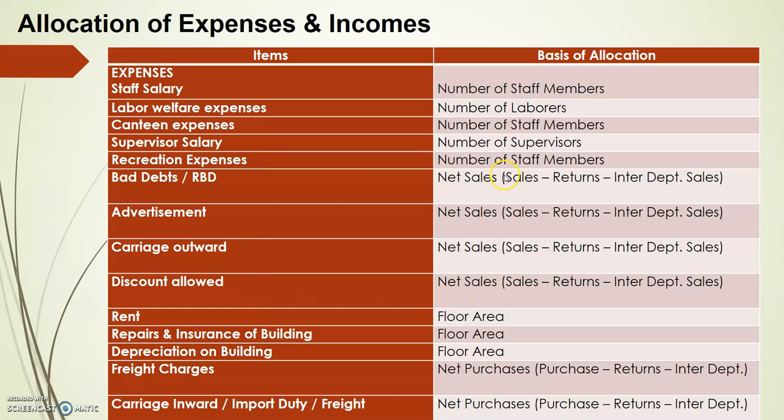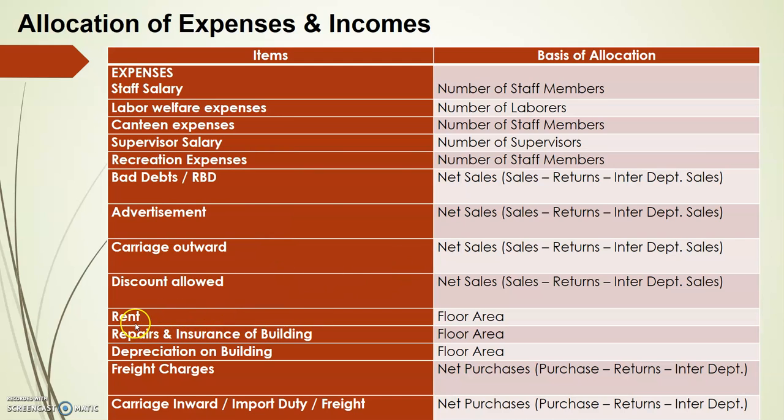All these will be based on net sales. Then what do you mean by net sales? That is sales minus returns minus interdepartmental sales. We will understand interdepartmental sales later on, and from the previous semesters we can definitely recall the meaning of sales as well as returns, that is sales returns. So this particular point, that is interdepartmental sales, we will understand in the next classes.